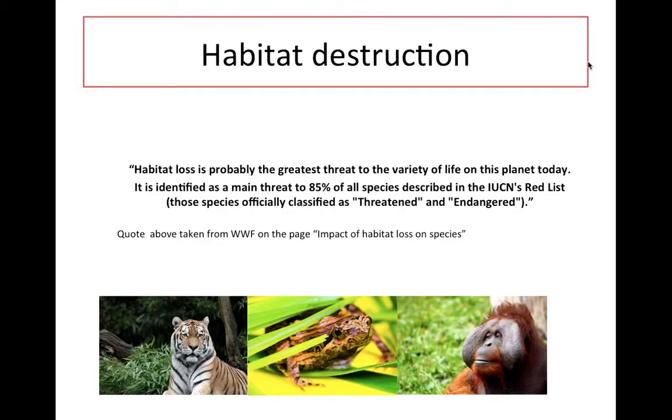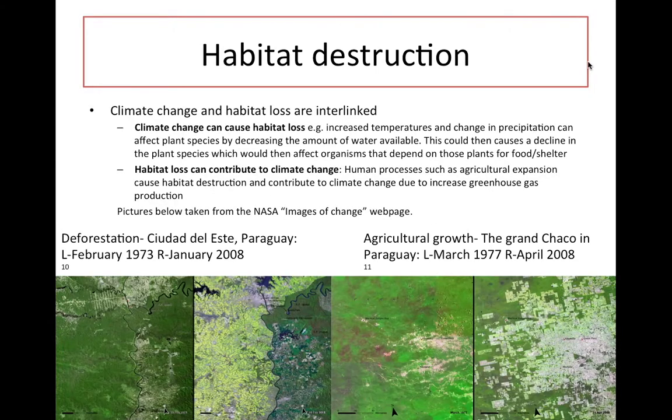Okay, so habitat destruction is what we're going to be looking at next. There's another great quote here from the WWF page, and it says, "Habitat loss is probably the greatest threat to the variety of life on this planet today. It is identified as a main threat to 85% of all species described in the IUCN's Red List, so those species who are officially classified as threatened or endangered." And I mean, that's quite telling. 85% of all those that are endangered, it is due to habitat loss.